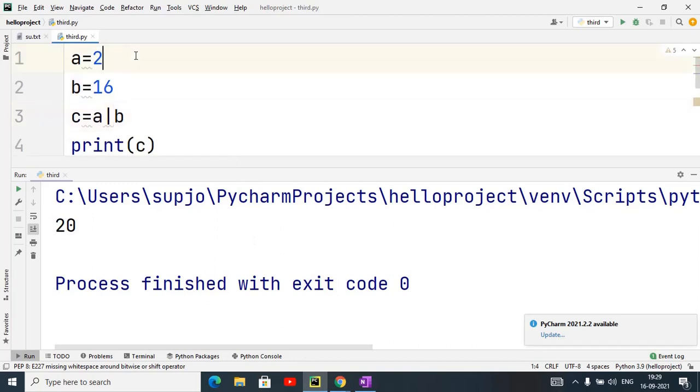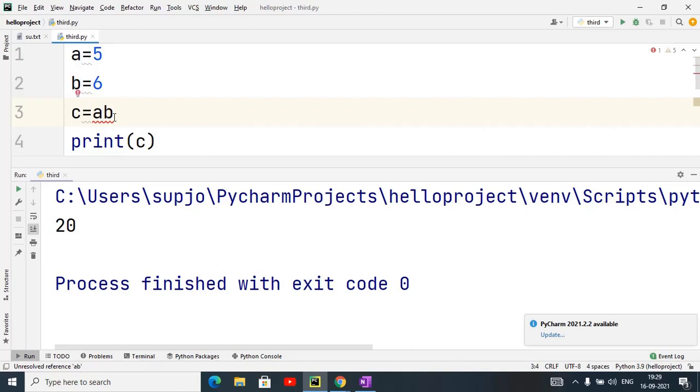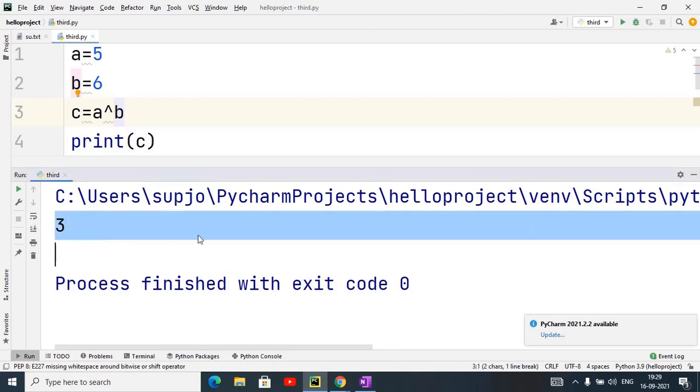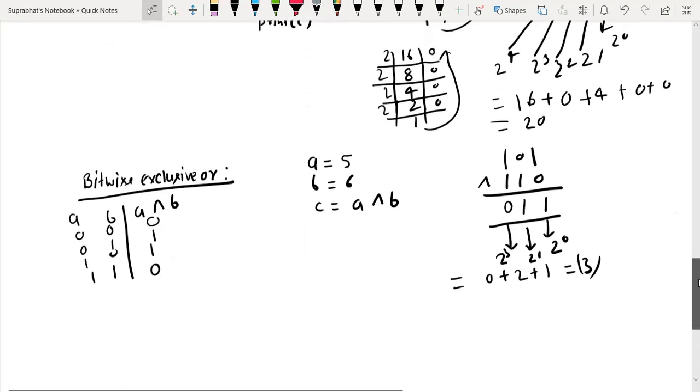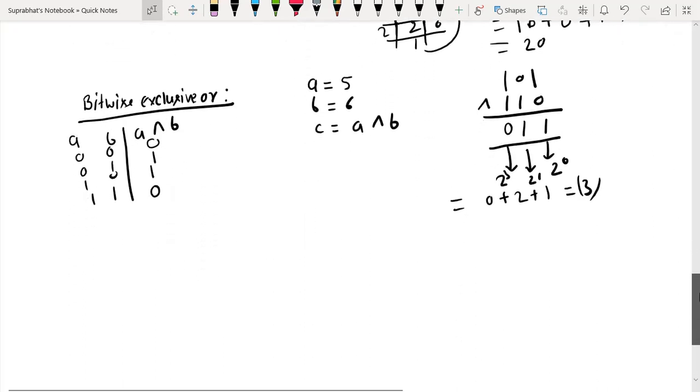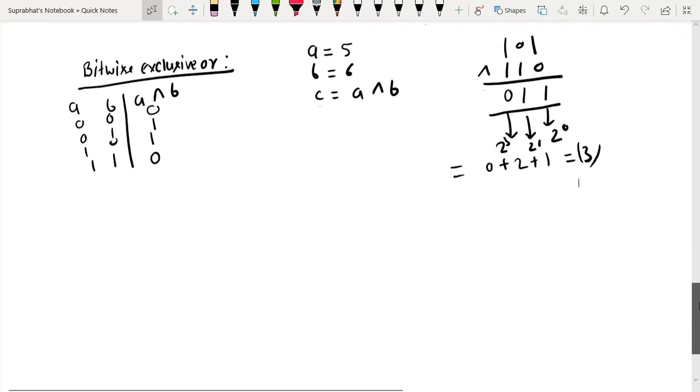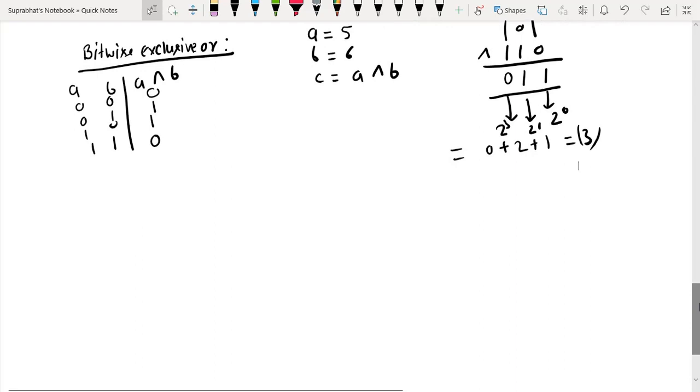a equals 5, b equals 6. Now I am taking the operator, with the help of shift. So the output is 3. It will generate the output 3. So this is the working of bitwise exclusive OR. Has everyone understood bitwise exclusive OR? Yes, sir. No doubt? No, sir. Okay.